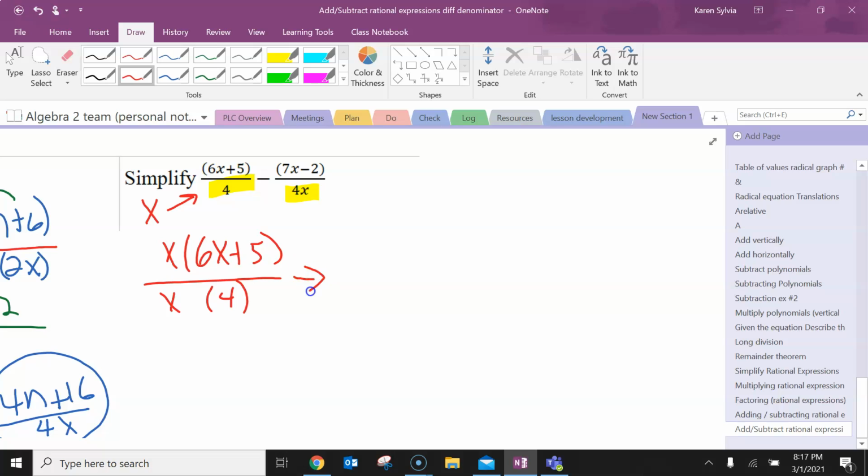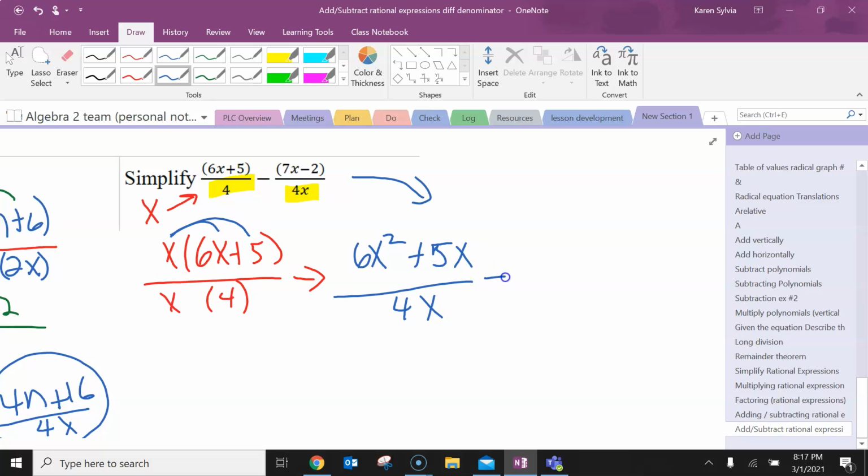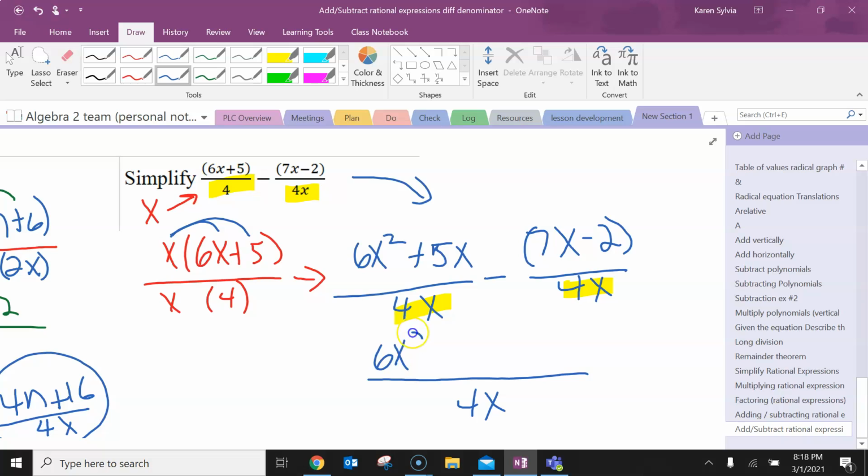That's going to give me, when I distribute, 6x squared plus 5x in the numerator and 4x in the denominator. Now I can continue on and fill in the remainder of the subtraction problem. What we learned yesterday with common denominators, we slide the two numerators together on top, 6x squared plus 5x, linked together with a minus sign, 7x minus 2.